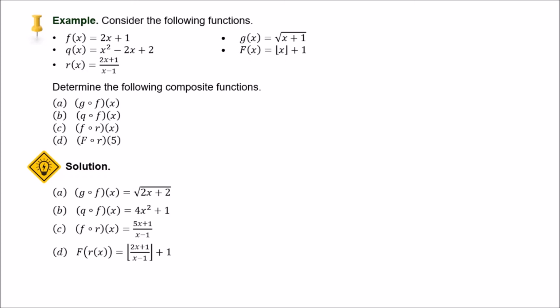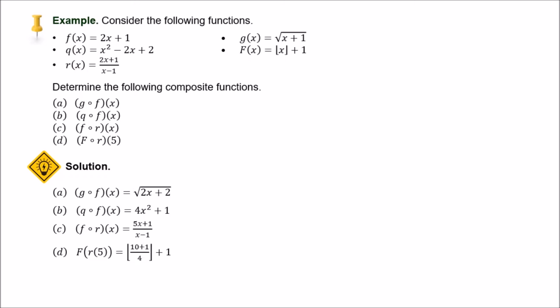Now to evaluate this function, since we are looking for f of r of 5, we replace all x in this expression by 5. Now to evaluate, we need to multiply 2 times 5, that would be 10, then plus 1, all over 5 minus 1, then compute for the floor function of this result, then plus 1.